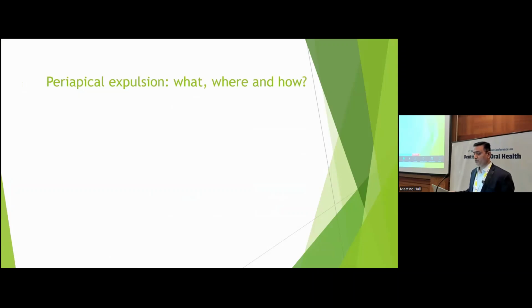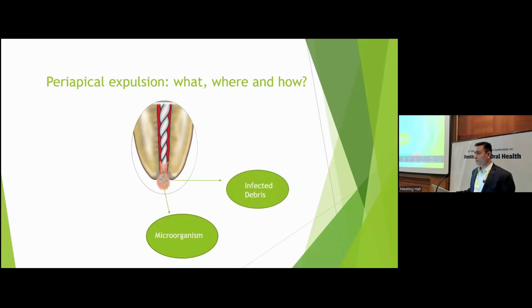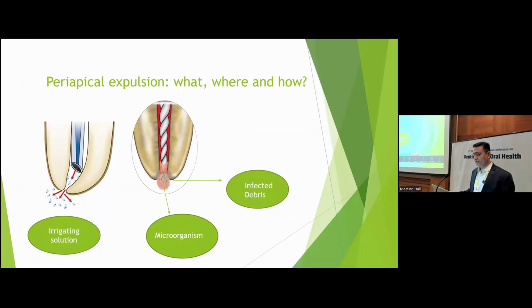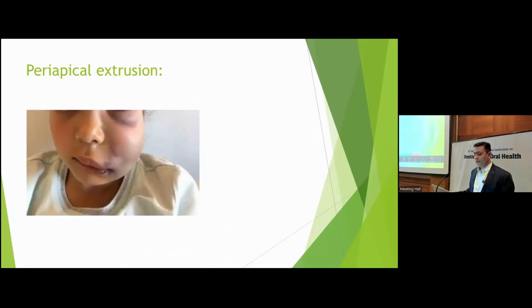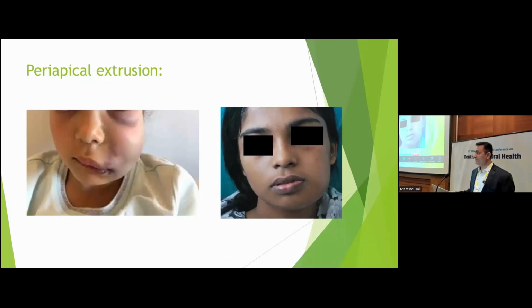What is periapical extrusion? Where and how? During chemo-mechanical preparation, infected debris and microorganisms are extruded, and during irrigation, there is extrusion of these materials beyond the apex, causing severe pain and swelling to the patient. These are some cases where you find extrusion affecting the patient, with sleepless nights and severe pain that leads to flare-up in cases.